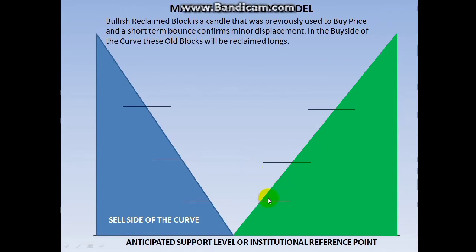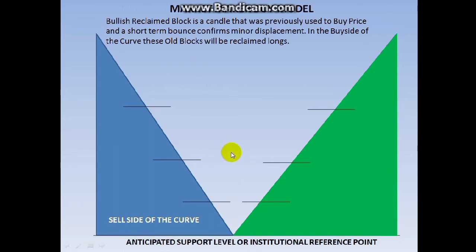Price is going to react off those old bullish order blocks that were used on the sell side of the curve to buy price up. Price is going to reclaim those order blocks to go higher as it enters the buy side of the curve. For the buy side of the curve to come into existence, price must have reached for the anticipated support level. Until price reaches that anticipated support level, the buy side will not come into existence. So price must have reached for that anticipated support level or institutional reference point.